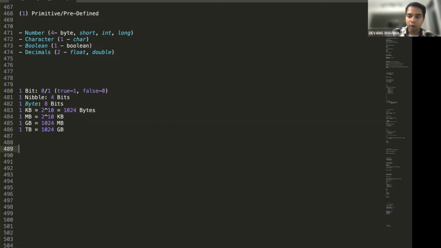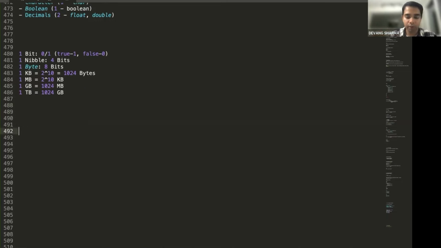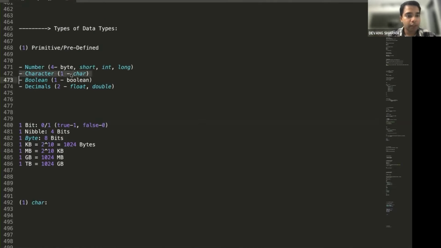Okay. Now we'll talk about the formula or the range of the data types, which will go to the next when we go to numbers. I'm going to first start with the simplest one, which is called character. Okay. So inside character, we have just one category, which we call as char.